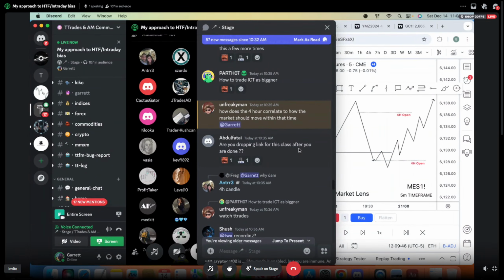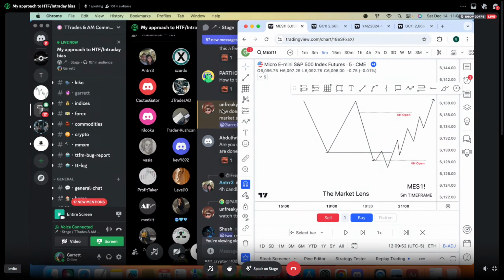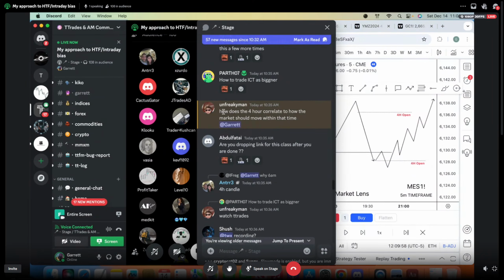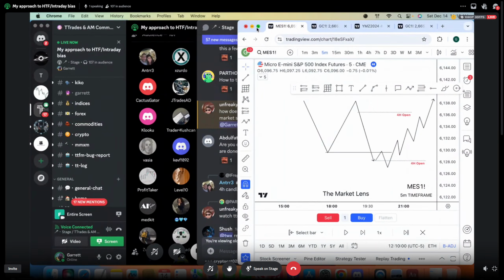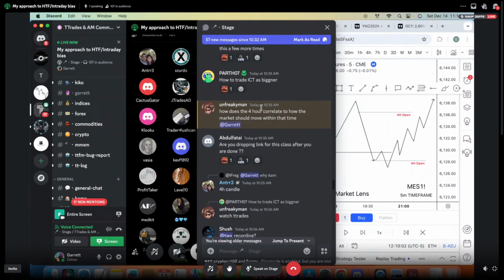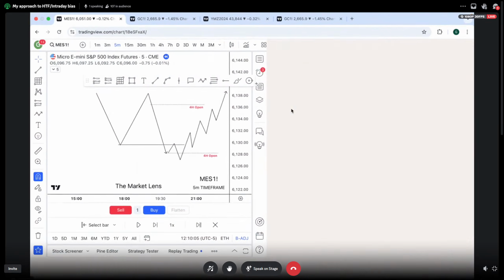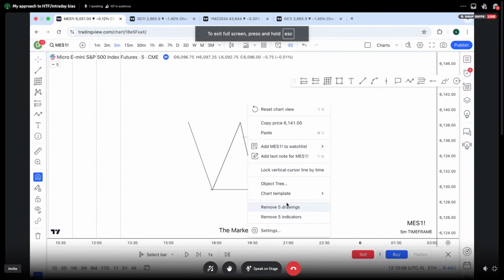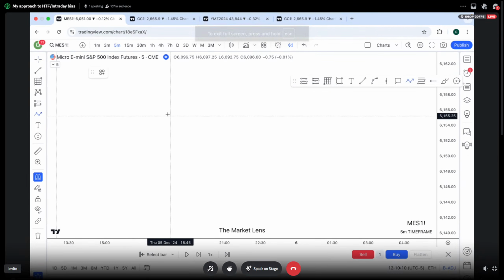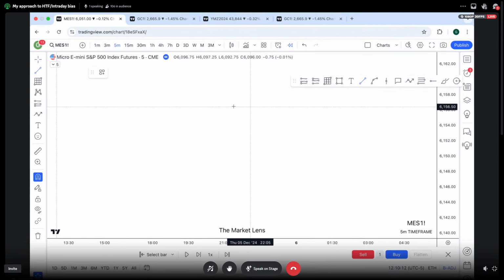How does the 4-hour correlate to how the market should move within that time? The 4-hour is just viewing price within expansion candles. So I'm doing price within a daily expansion candle, within a 4-hour expansion candle, and I'm aligning that. Because I don't want to fade an expansion candle, because essentially it's like this. Let's say the open is right here.